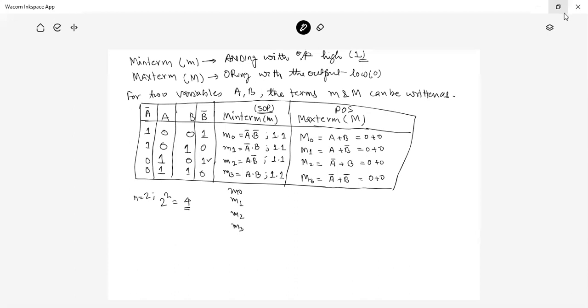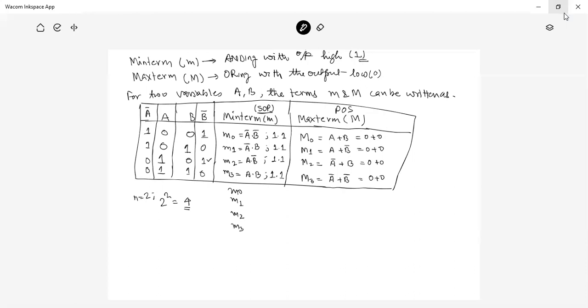These are the 4 terms, min terms, in the 2 inputs. Similarly, max term, that is 0. Output is low. So we are adding. Here A and B, both are 0 in the first row. So A plus B, that is 0 plus 0. So it is M0. Now the second term is M1. A is 0, but B is 1. So we take B bar. So A plus B bar, that gives 0 plus 0.